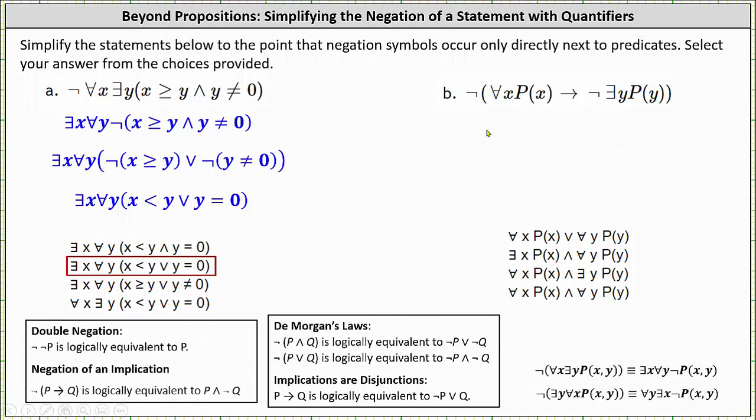which means the given statement is logically equivalent to for every x such that p of x and the negation of the negation of there exists a y such that p of y. For the next step, let's simplify the double negation. The double negation of there exists a y such that p of y simplifies to there exists a y such that p of y. And now we have the simplified statement for every x such that p of x and there exists a y such that p of y.